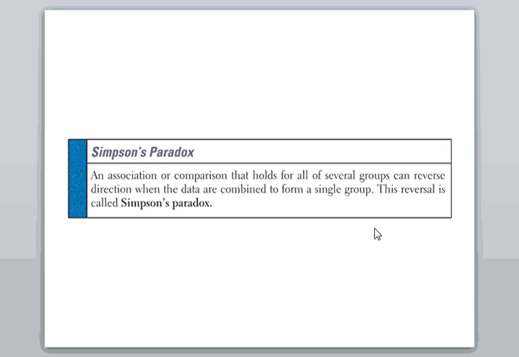And then here's the Simpson's paradox definition, where the big picture and the small picture don't always agree with each other.